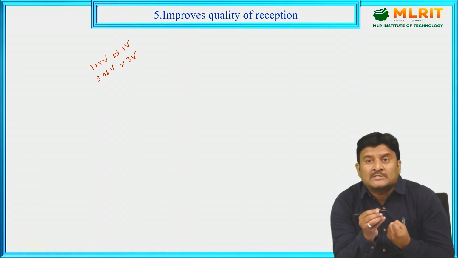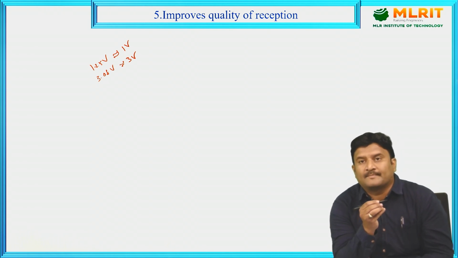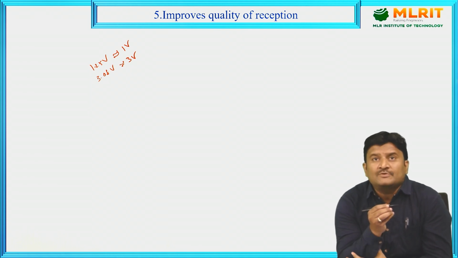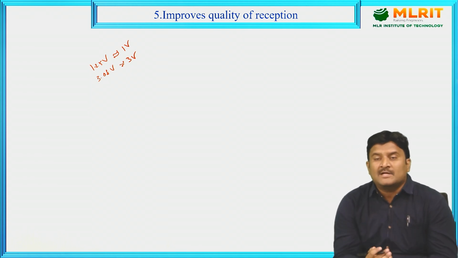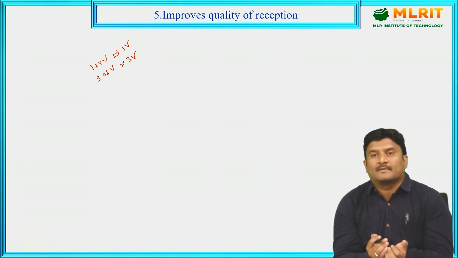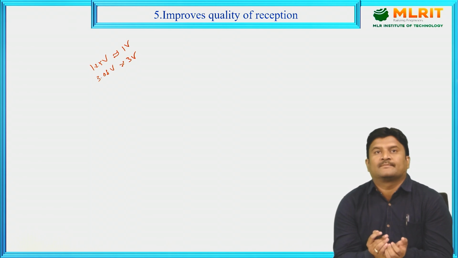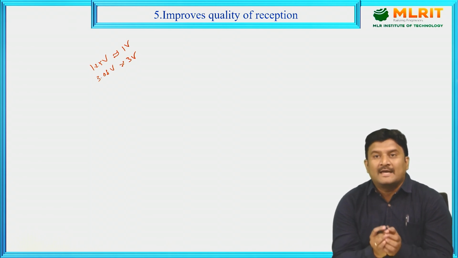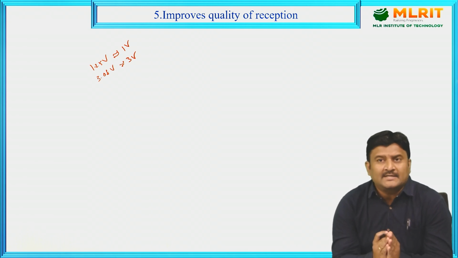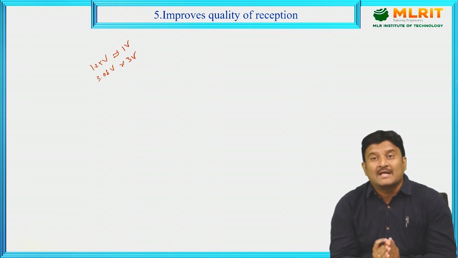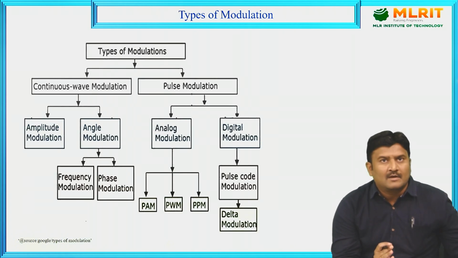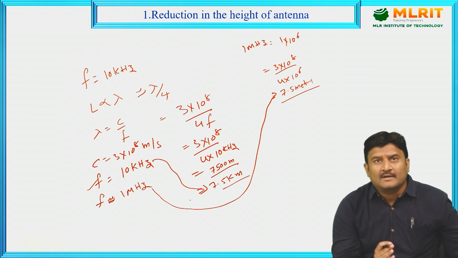It is also possible with the help of modulation. Improving the quality of reception means reducing the noise, reducing the attenuation, reducing the interference in the channel. All these improvements in the quality of reception are possible only with the modulation process. That is the importance of the modulation process, which is very helpful in communications. Therefore, these are all the needs for modulation.